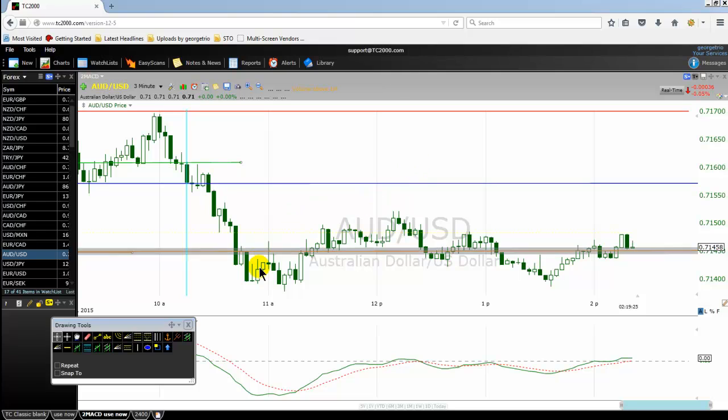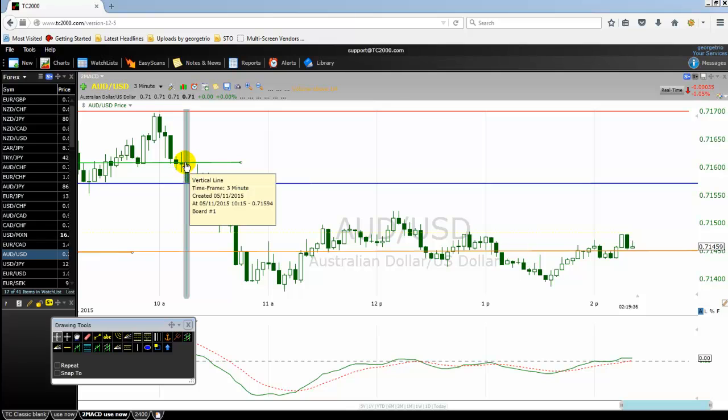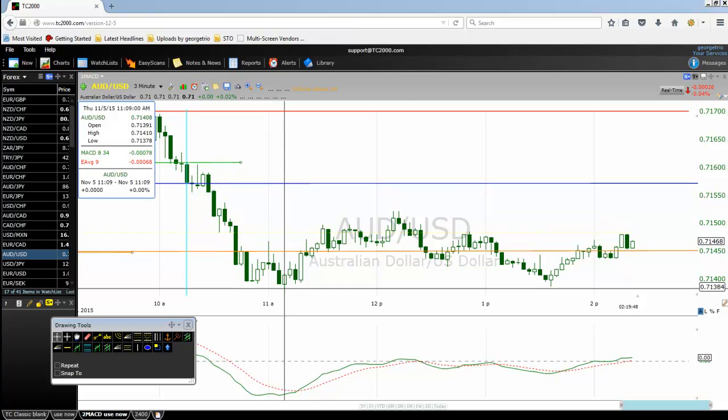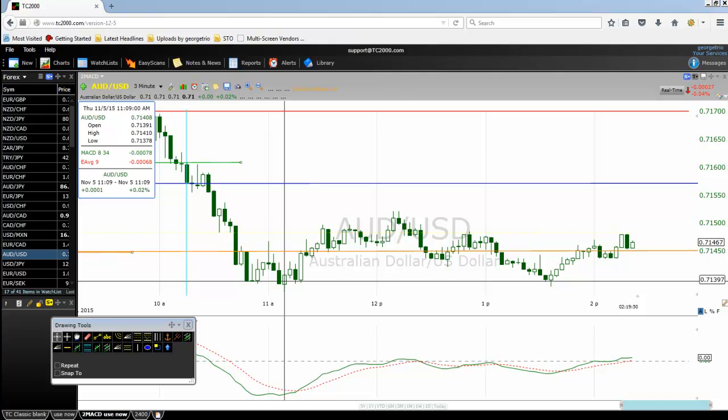Let's continue, traders. As you can see, we paused the video here. This is the Australian dollar, US dollar currency pair. On the 3 minutes chart, we saw the price again for the second time right here, where I placed the green horizontal line. And then it went down all the way to the level of 7140.